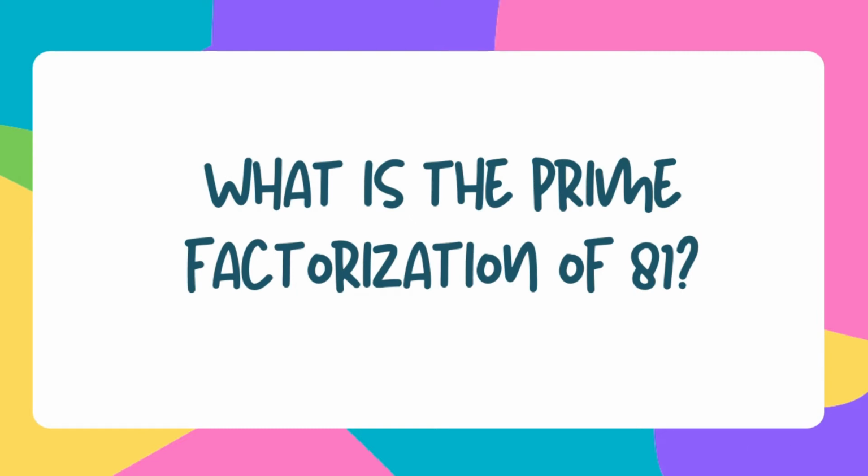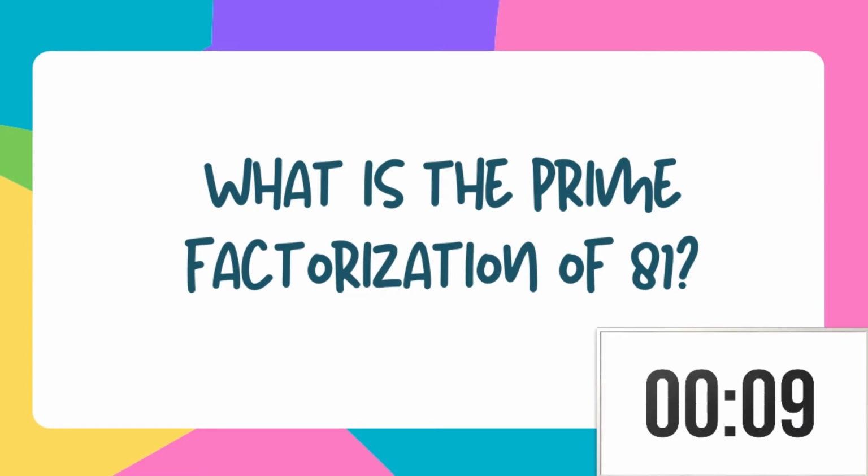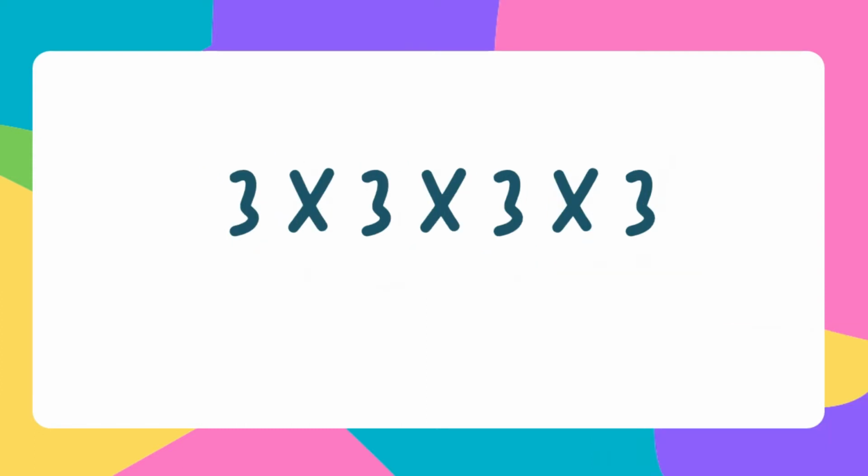What is the prime factorization of 81? The answer is 3 times 3 times 3 times 3.